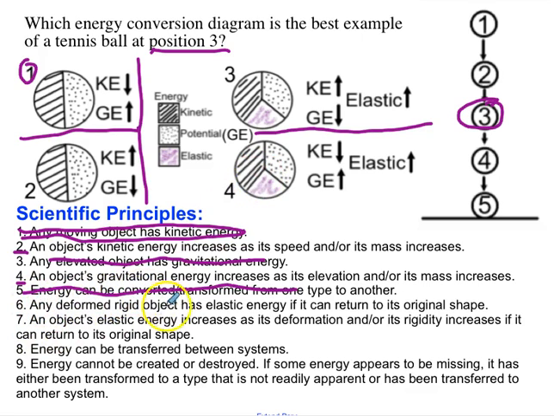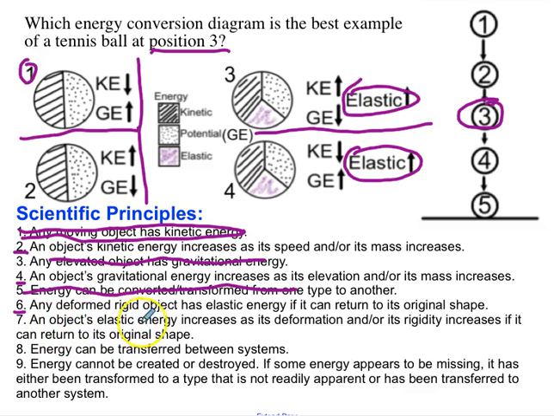How about 6? Any deformed rigid object has elastic energy. Now, when I look at that one, I'm thinking, okay, look, this one has elastic energy. This one has elastic energy. These do not. So because some do, some don't, I think I'm going to be able to use 6.